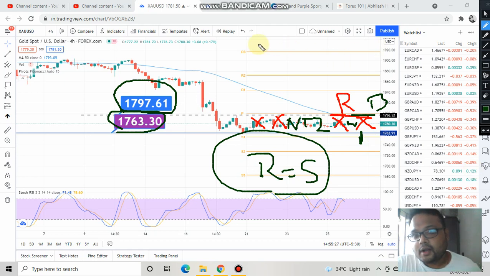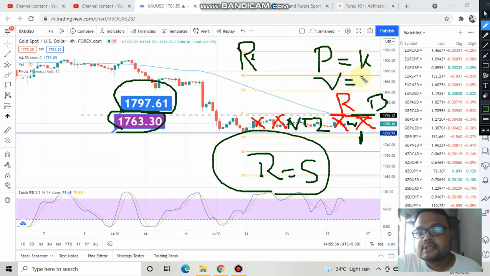Always remember one thing: if price is the king, then volume is the queen. You need the support of volume also. So if the market crosses this support level with volume, then only short the market.